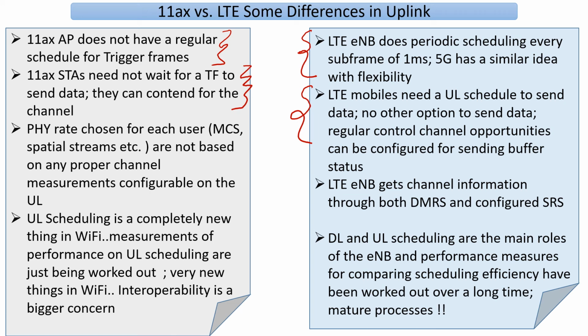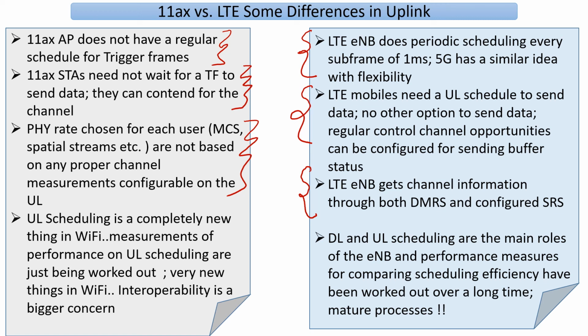In cellular there are lots of channel measurement possibilities using the sounding reference signals, etc. In Wi-Fi there are very few uplink-specific measurements. There are some in the standard, but nobody is talking about it in any major way. So that's again something we need to think about: how will the AP figure out what could be the best MCS on the uplink?